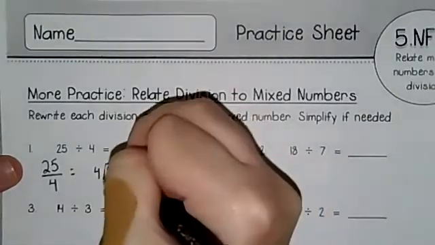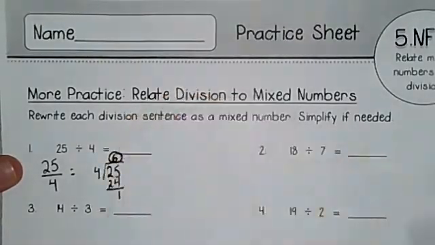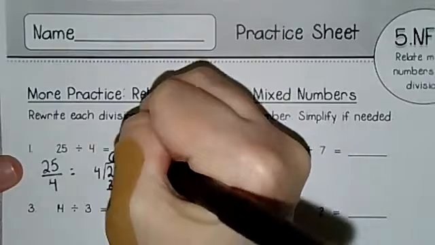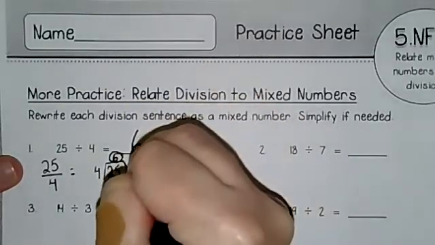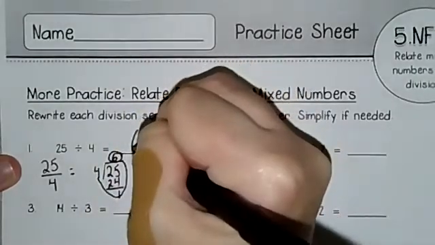So watch this, Malachi. I'm going to start at the top. My whole number is 6. Then I'm going to go around the clock. Bing, bing. And that's 1/4. Y'all cool with that? Moving on to the next one.